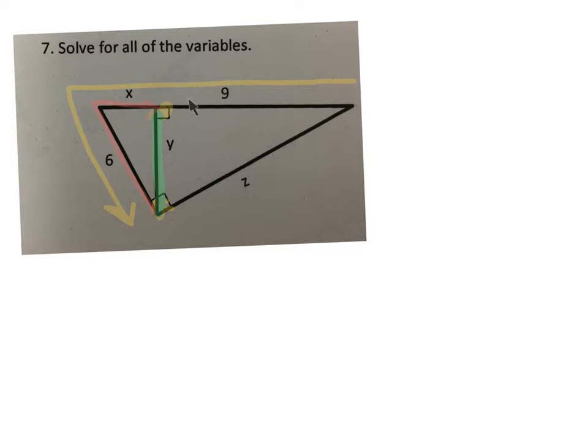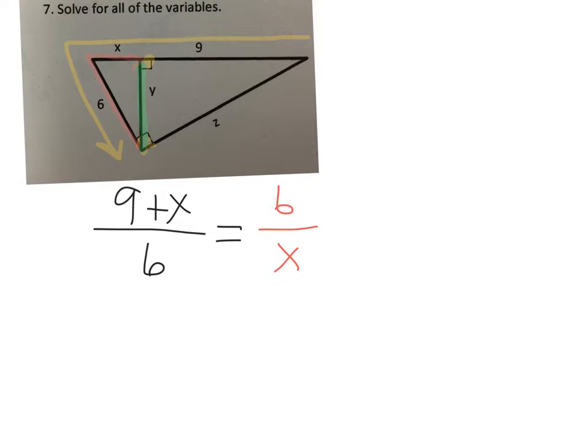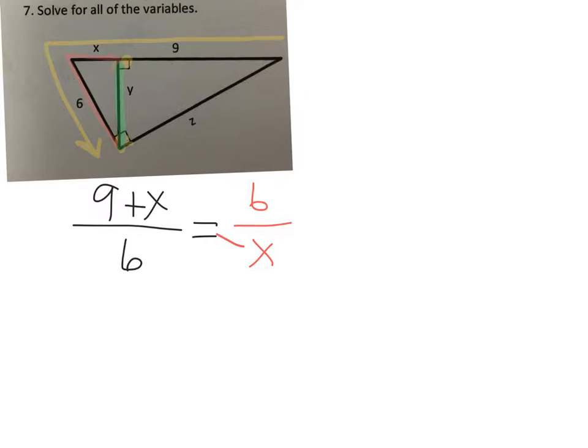So I'm going to compare the hypotenuse of my largest triangle, which is 9 plus x, over the short leg of the largest triangle. And then I'm going to compare the hypotenuse of the smallest triangle to its short leg. Okay, and I get this as my proportion. So by cross multiplying, I get x squared plus 9x. Over here I get 36.